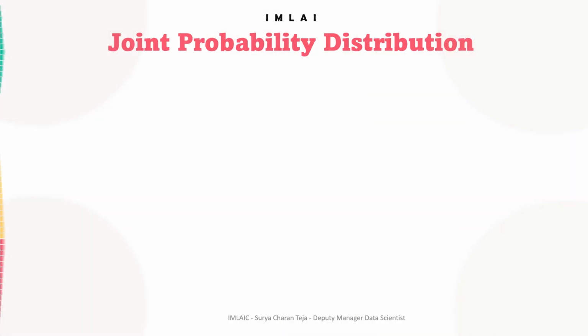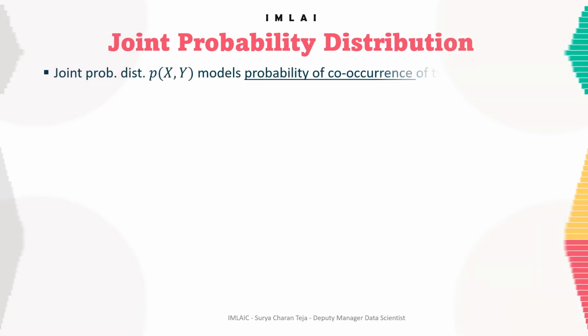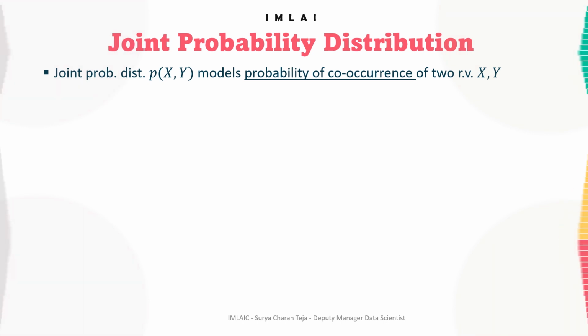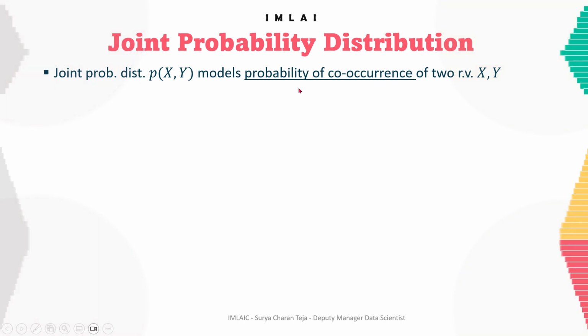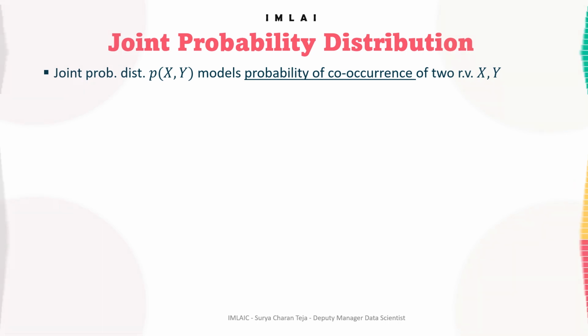Now let's see the joint probability distribution. The joint probability distribution, which you can represent as P of capital X comma capital Y, models the probability of co-occurrence of two random variables X comma Y. Specifically with respect to computer vision, the joint probability distribution is commonly used to model the relationship between two or more random variables.